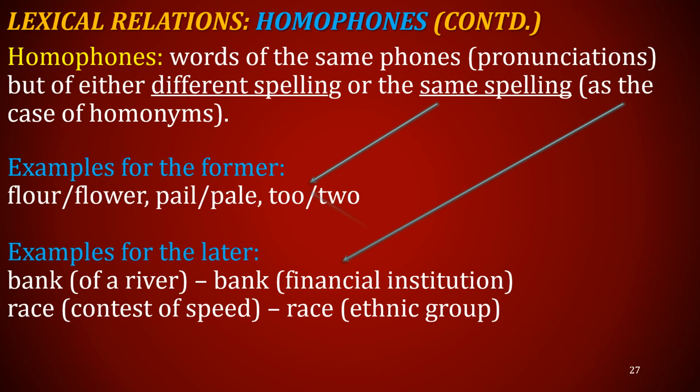So far we talked about synonym, antonym, hyponym, homonym, polysemy, and now we're going to talk about homophone. In fact, homo means the same, and phone, you know what we mean by phone. Therefore, words that have the same phones or pronunciations, but either have different spelling, like the first group, flower, flour, pale, pail, two, too, the same pronunciation but different spelling, or they have also the same spelling. So we have same pronunciation and same spelling.